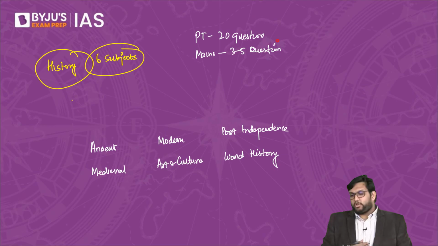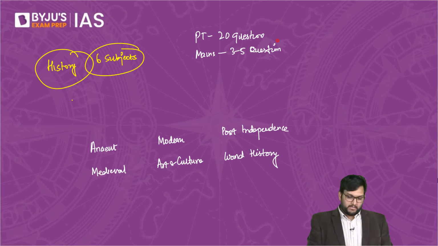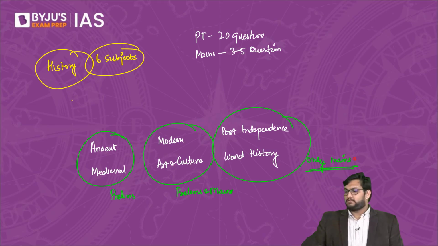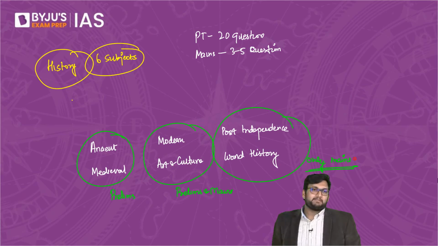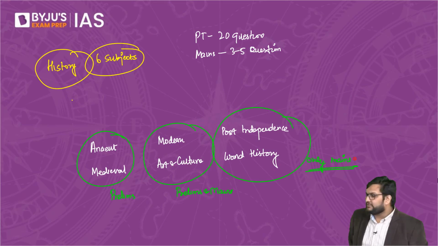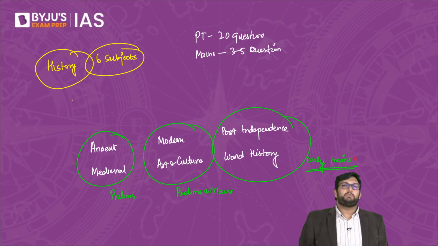Now, but the purpose of all these 6 is not the same. These 2 are just for prelims. These 2 are prelims and mains. And these 2 are only mains. Now, what do I mean by this? What I mean by this is that in ancient medieval, there will be no subjectivity or subjective question. So when I teach you ancient and medieval, our emphasis is going to be a little bit different.